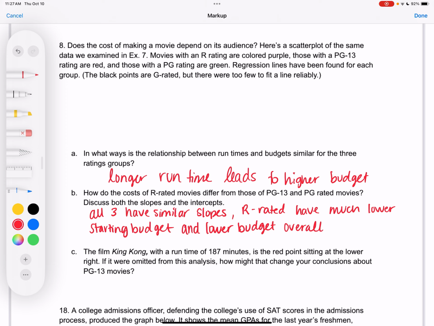Purely just speculation, but why do you think that is? Less people are gonna watch them just because they're R-rated. Yeah, because there's a lot less people in the world that can watch an R-rated movie, right? So you have to be a certain age to watch them and all that.